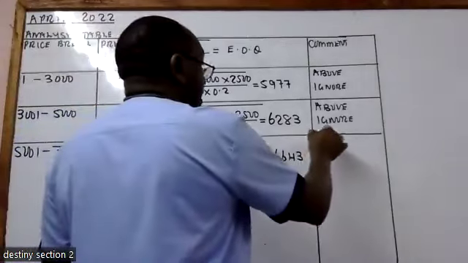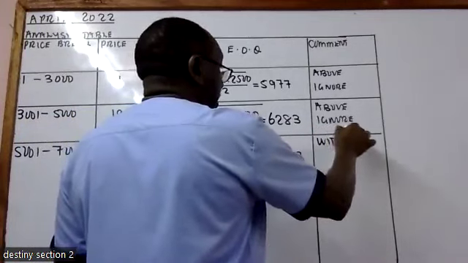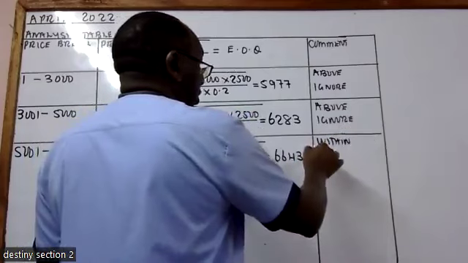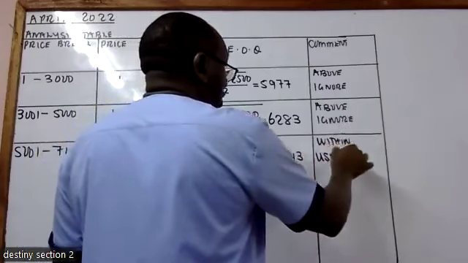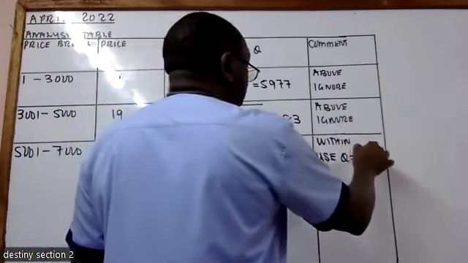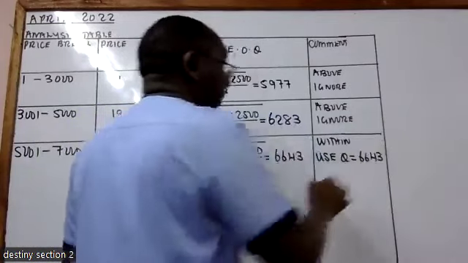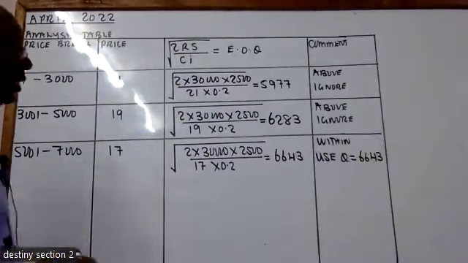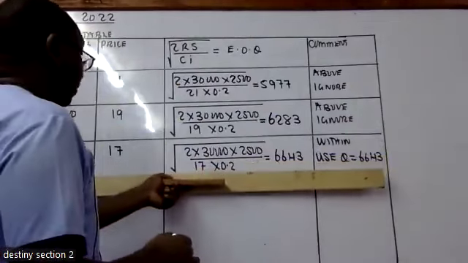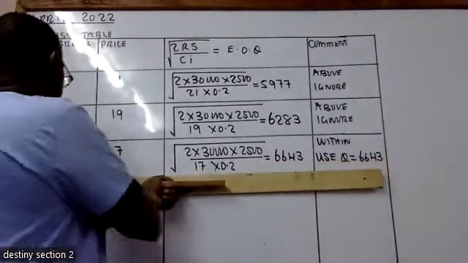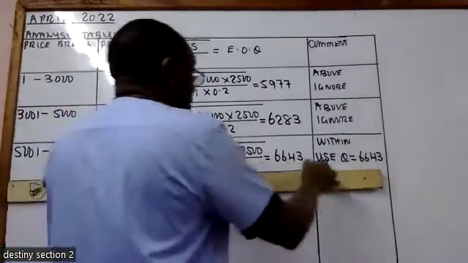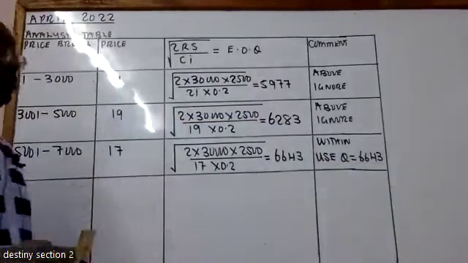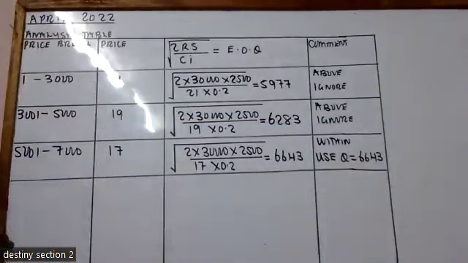So if it is within the break, you use Q being equal to 66.43. We normally say you use the computed value if it is within. If it is within the break, we use what we have gotten. So we shall use Q as 66.43.